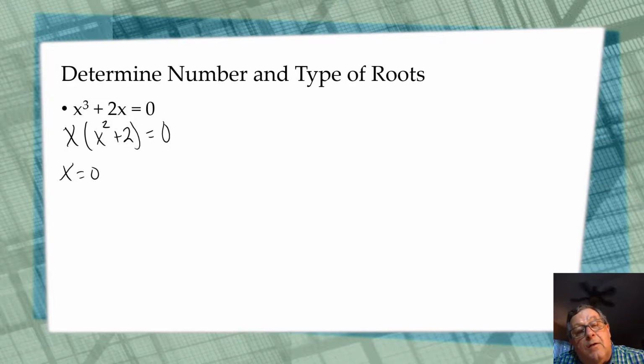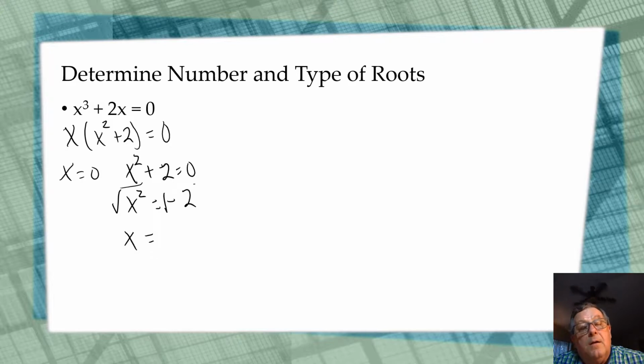And then over here, I got x squared plus 2 equals 0. So let's solve this one. If I subtract 2 from both sides, then I got x squared equals negative 2. And taking the square root of both sides, I've got x equals plus or minus the square root of negative 2.